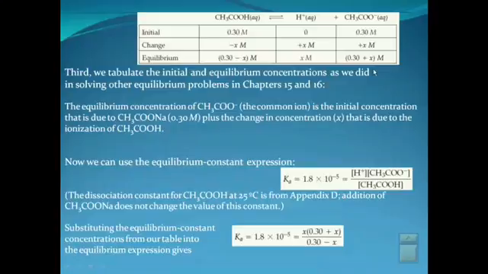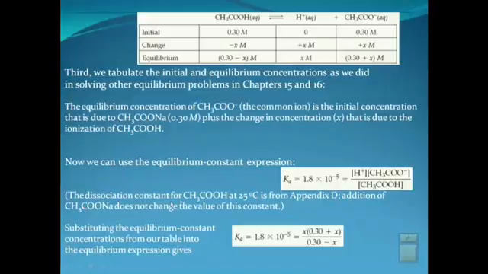Okay? Alright, so obviously we're going to need a Ka value for this acetic acid, so we're going to need to look this guy up. It says, third, we tabulated the initial and equilibrium concentrations as we did in the previous examples in chapters 15 and 16. It says the equilibrium concentration of your acetate ion is the initial concentration due to the sodium acetate, plus any change that you get from the acetic acid. Now we just use that equilibrium concentration, so you'd have to look that up for your acetic acid. It's 1.8 times 10 to the negative 5. Notice that they put the products on the top, the reactants on the bottom, so there's our Ka equilibrium expression.